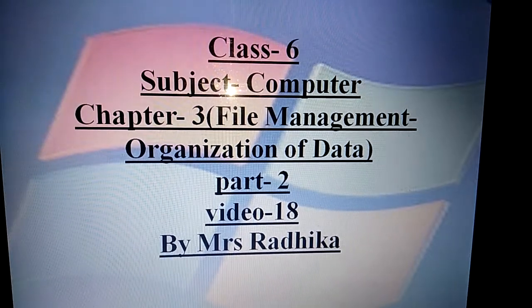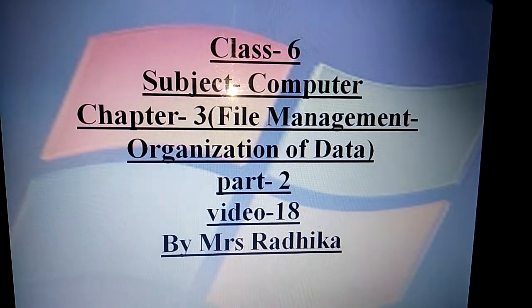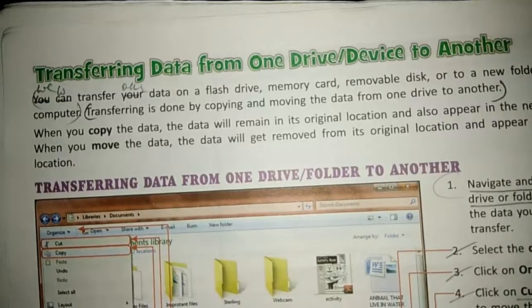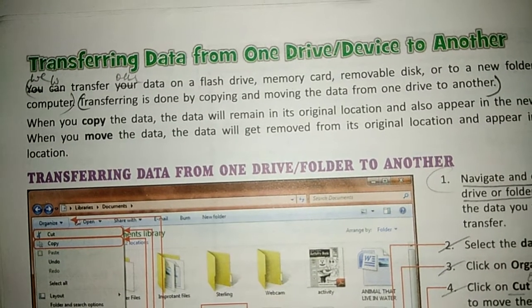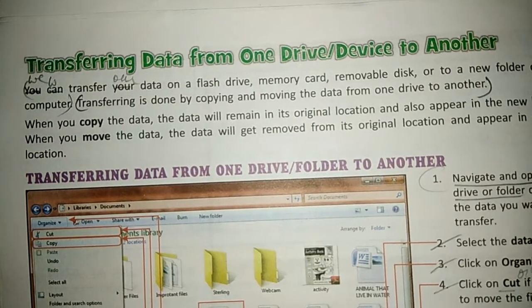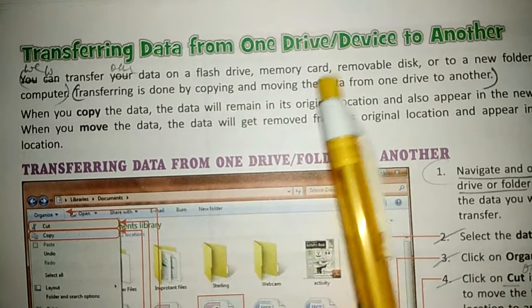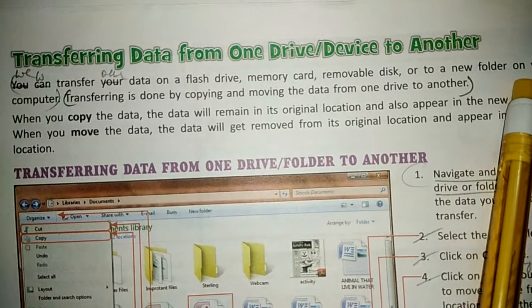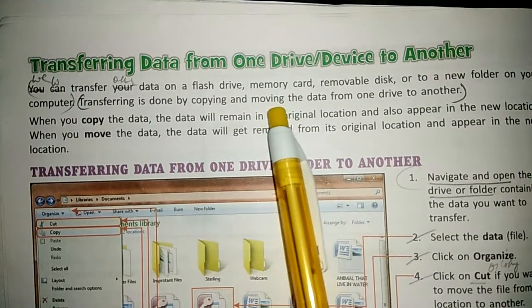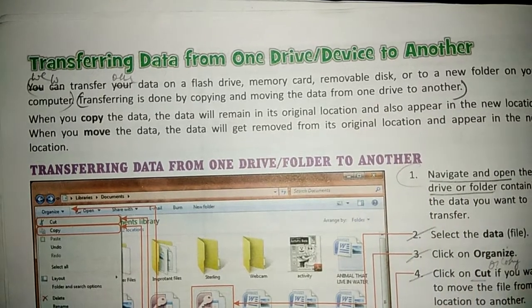This is chapter number 3, File Management, Organization of Data, Part 2, video number 18. The next topic is transferring data from one drive device to another. We can transfer our data to a flash drive, memory card, removable disk, or to a new folder on your computer. Transferring is done by copying and moving the data from one drive to another.